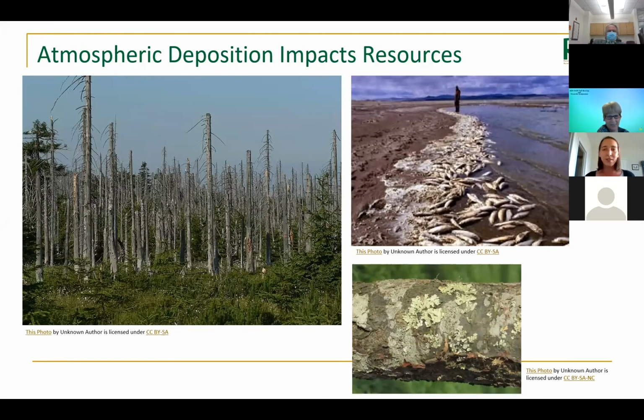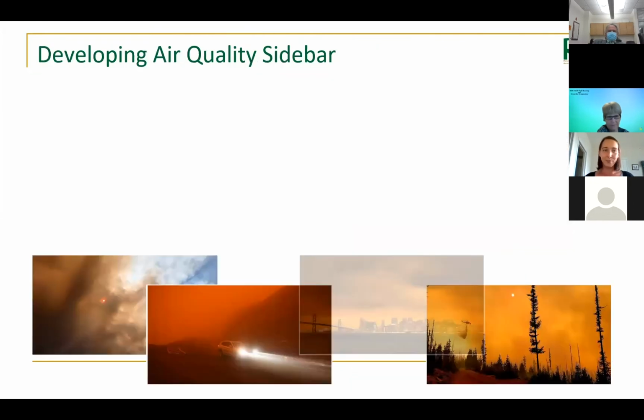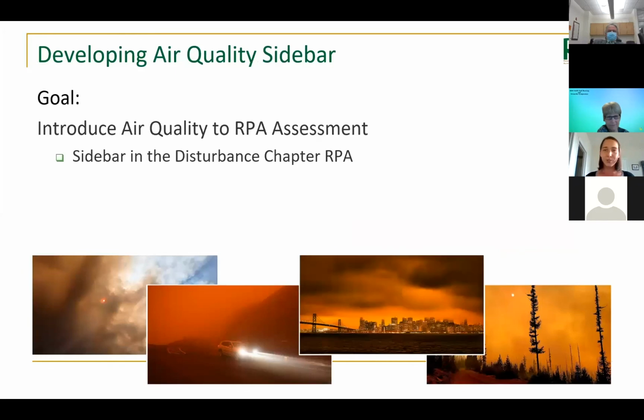And so we all know that we have all sorts of impacts across, and we've heard about them today. We hear about them at NADP all the time. And so knowing that, what our goal has been is to really introduce, make more explicit this idea of air quality in the RPA assessment.